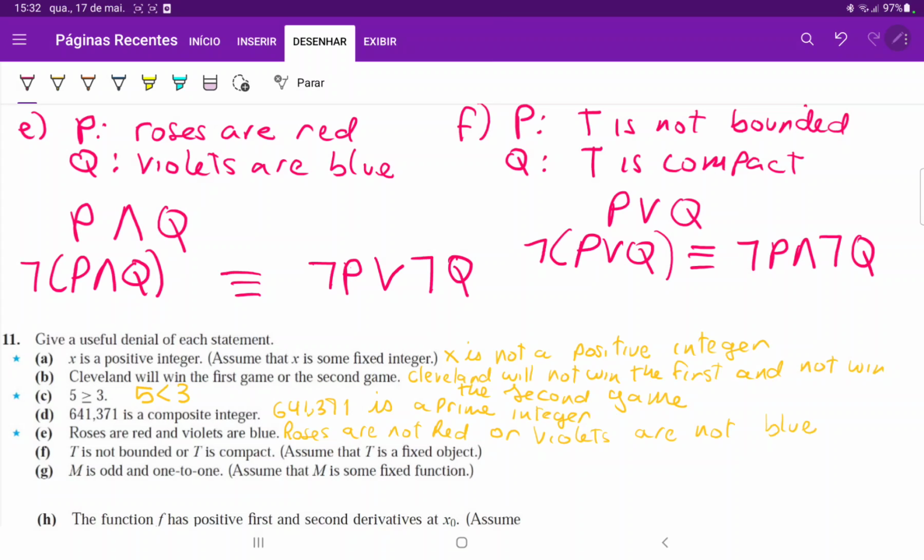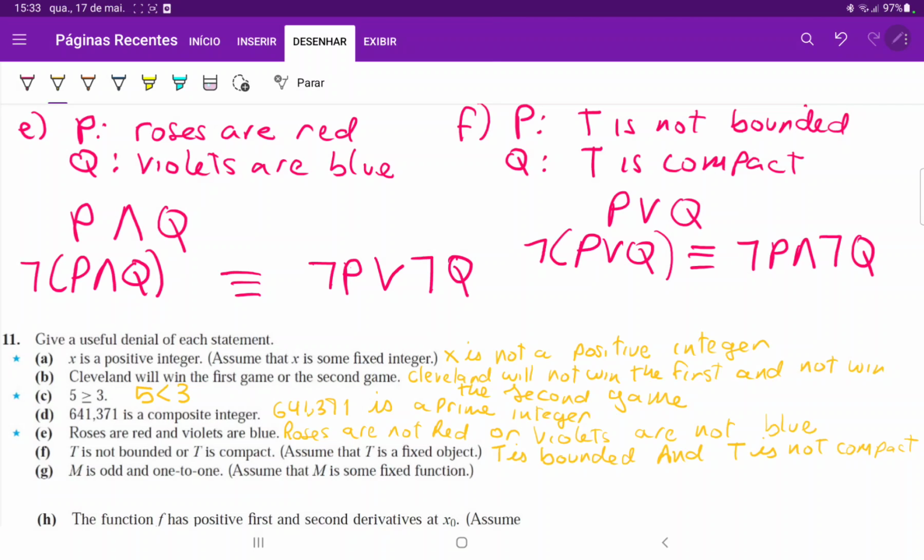So we're saying, okay, not "T is not bounded," right? So then the denial of not P is just T is bounded, because it's a not. So we say that T is bounded. And then we have, and, not Q: T is not compact.